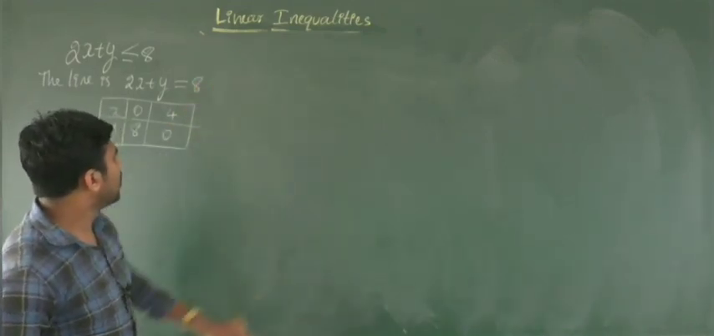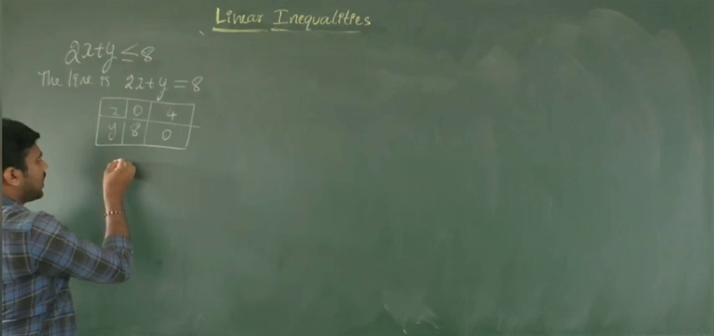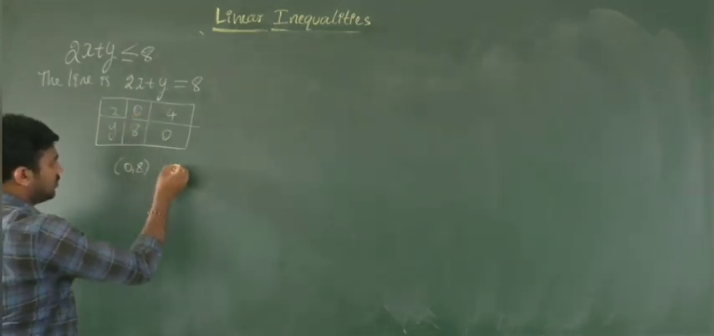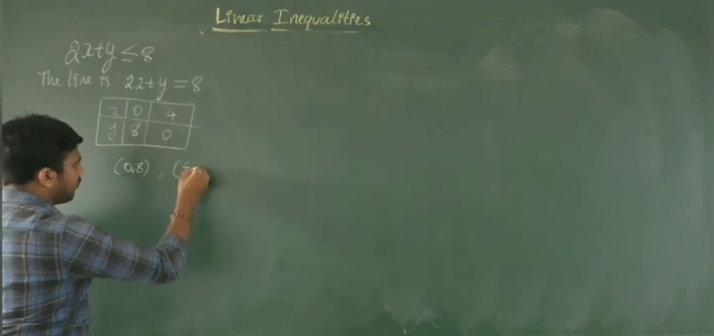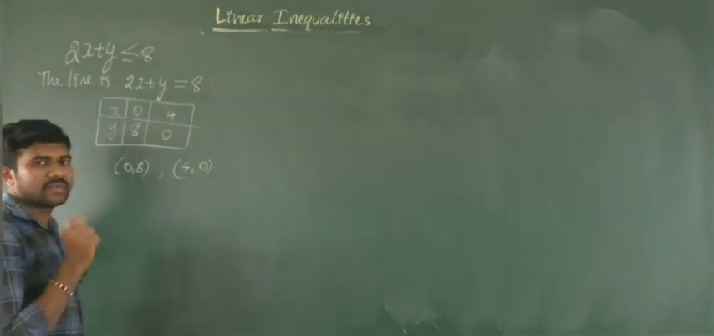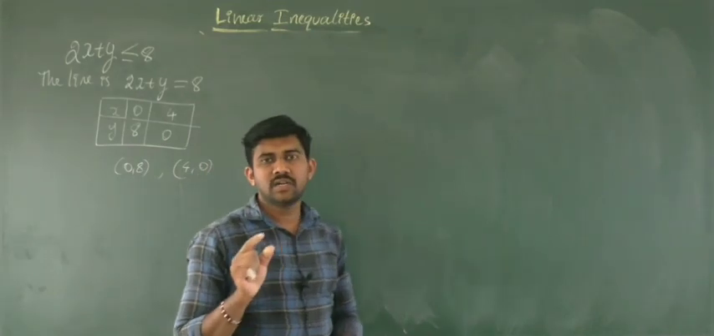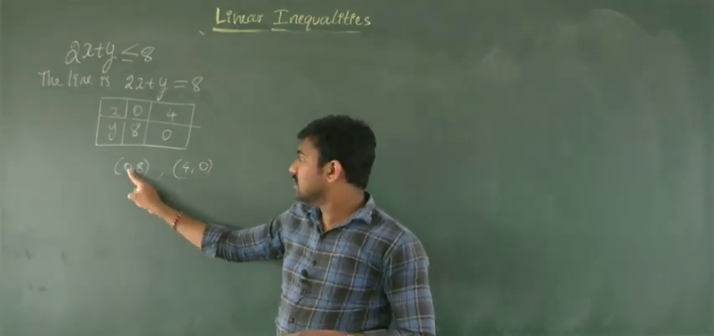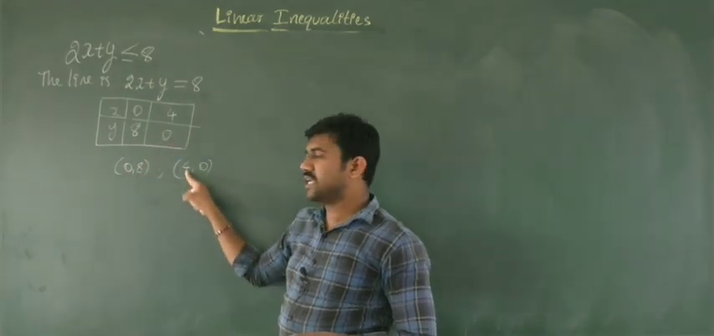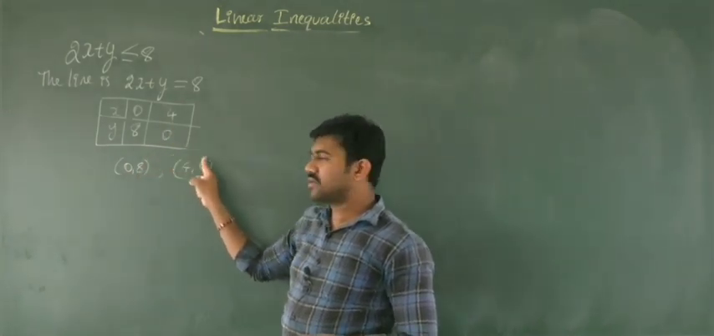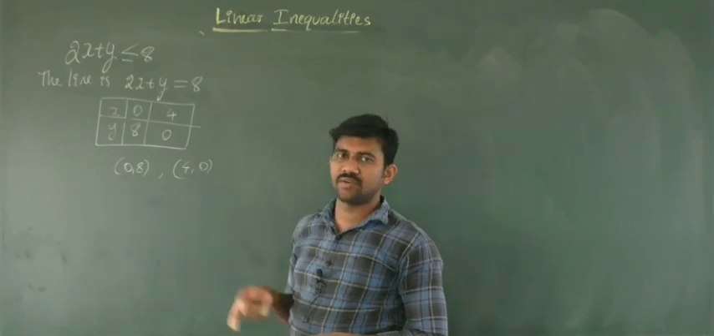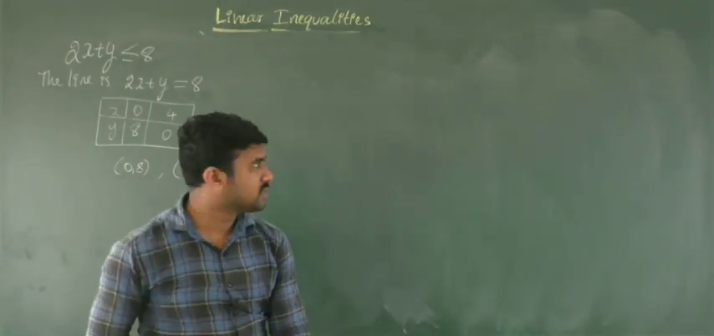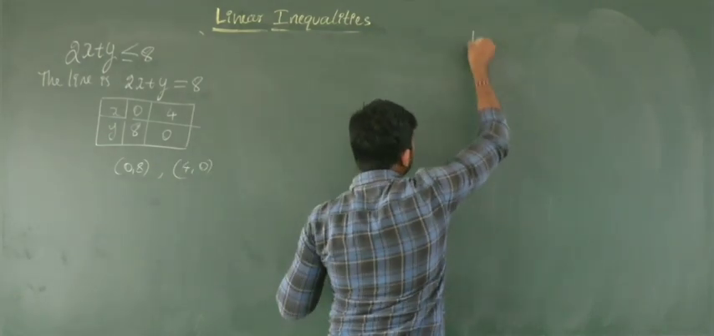So we got 2 points here. The points are 0, 8. When x is 0, y is 8. When x is 4, y is 0. Always when writing the point, the first coordinate is the x coordinate. The second coordinate is the y coordinate. 0, 8. Here the first coordinate is the x coordinate. 4, the second coordinate is the y coordinate. 4, 0. Okay. Now these 2 points you have to mark in the plane. Okay. So consider the plane here.